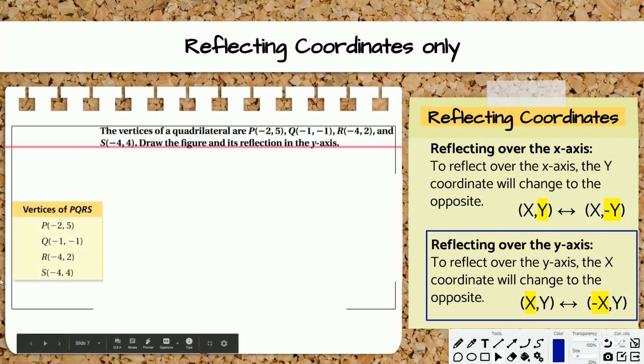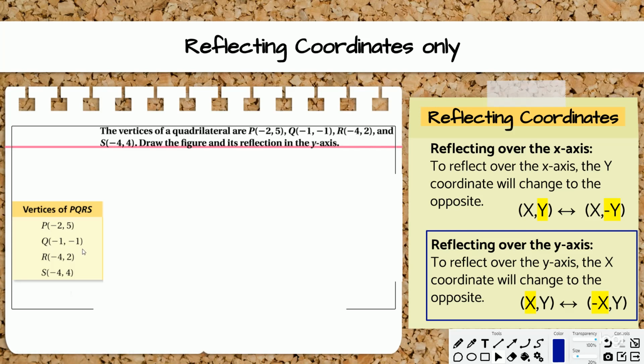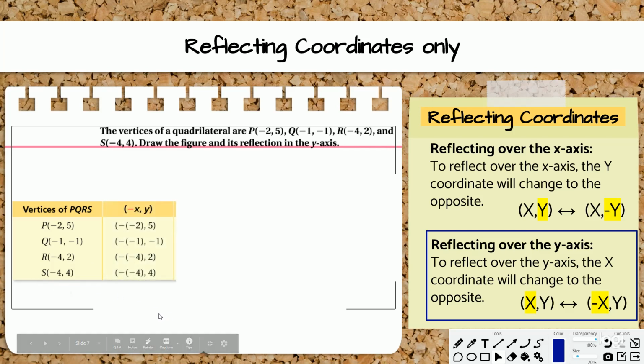So here's our original. P is -2, 5. Q is -1, -1. R is -4, 2. And S is -4, -4. Here's kind of the work. So if it was positive, we're going to change it to a negative. So now we have -2, -2, 5.